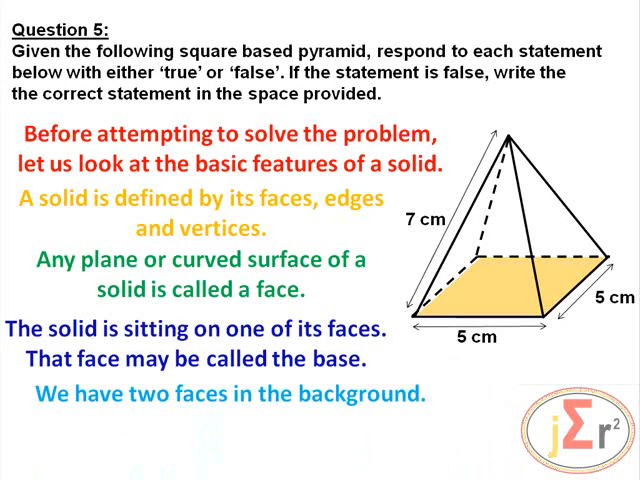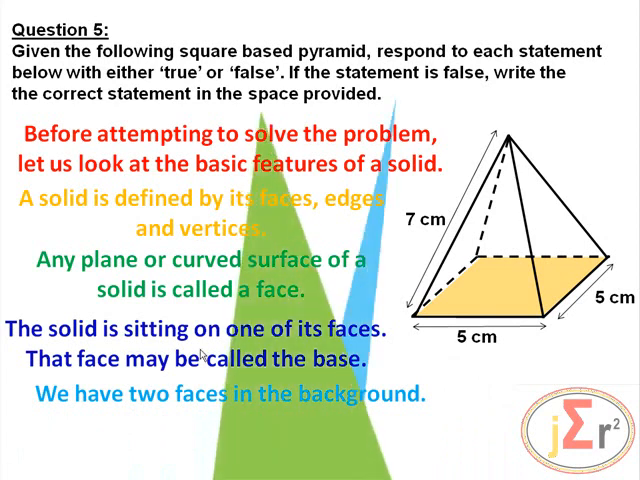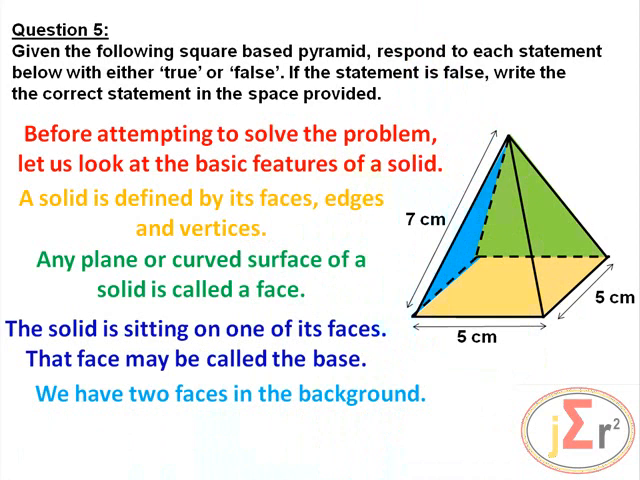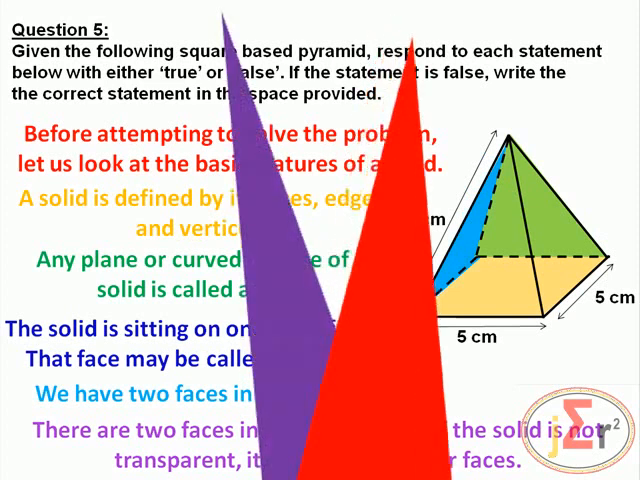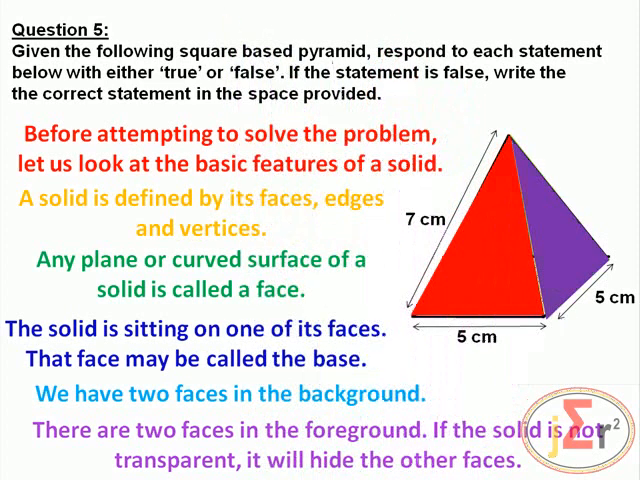We have two faces in the background. So let us take a look at those faces. Those are the two faces that we have in the background. There are two faces in the foreground. If the solid is not transparent, it will hide the other faces. So by placing the faces right there, we realize that the other faces are hidden.